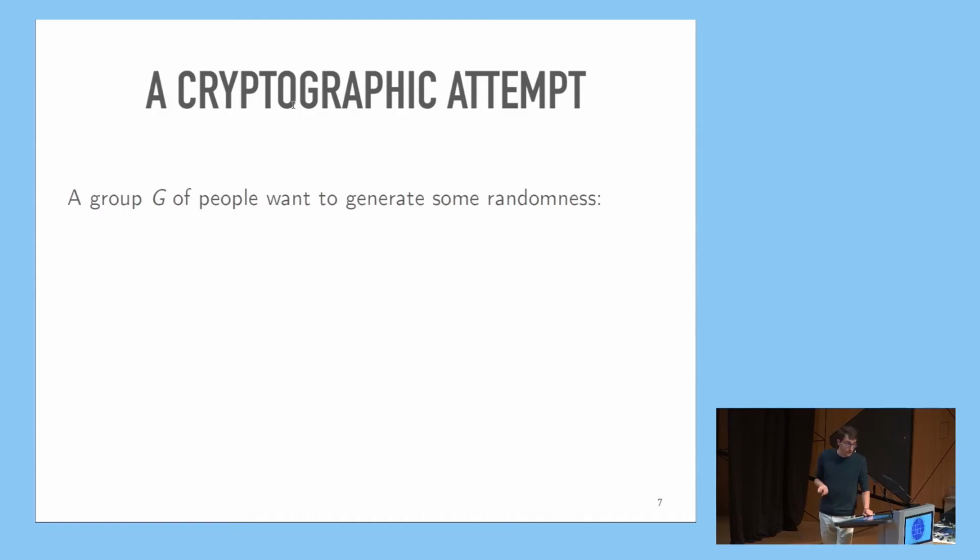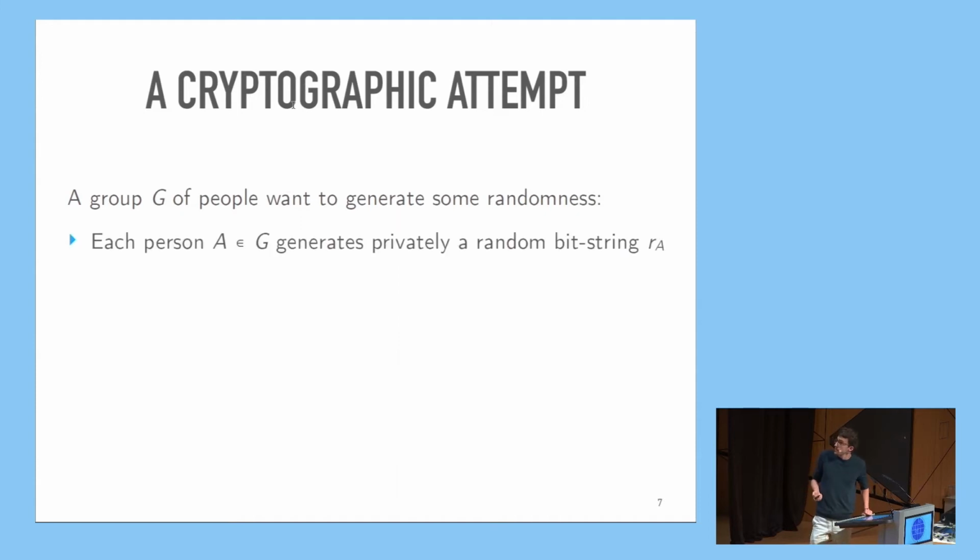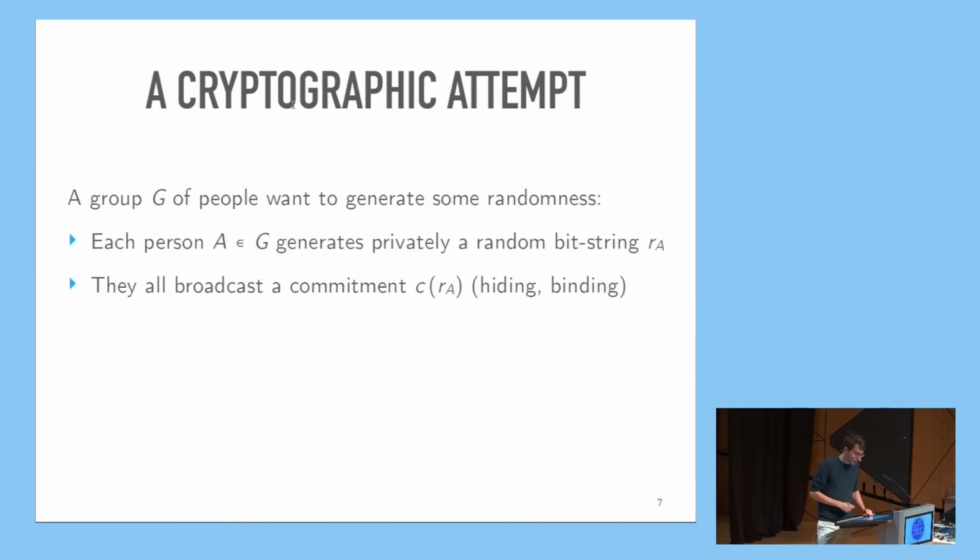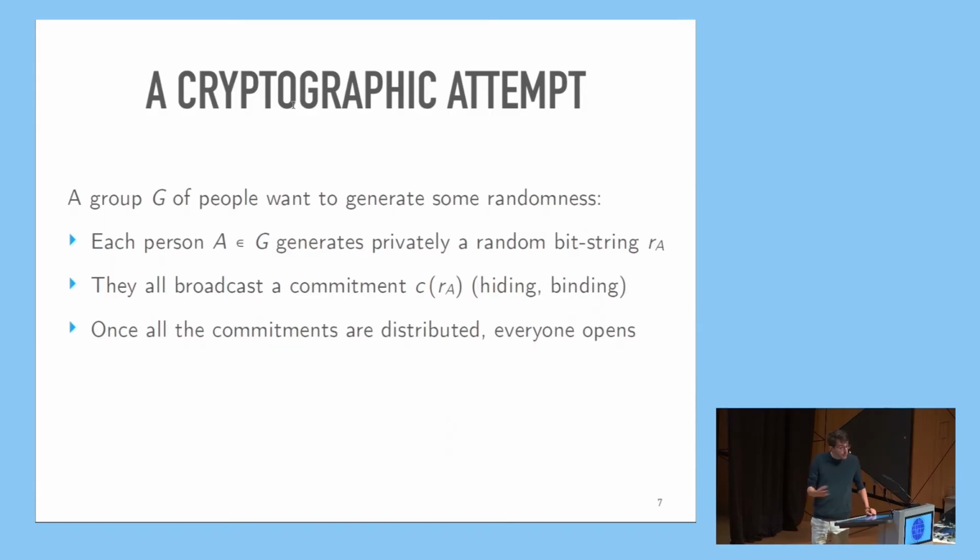There are very simple cryptographic solutions. Say you have a fixed group G of people who want to agree on some randomness. What they can do is each of these people generate privately a random bit string r_A, and then they will broadcast a commitment on this random string. So the commitment is a cryptographic commitment that is hiding and binding. And so they broadcast this commitment, and once all the commitments have been received by everyone, you open the commitments, so you broadcast all the values r_A, and the randomness at the end of the protocol will be the XOR of all these random bit strings.